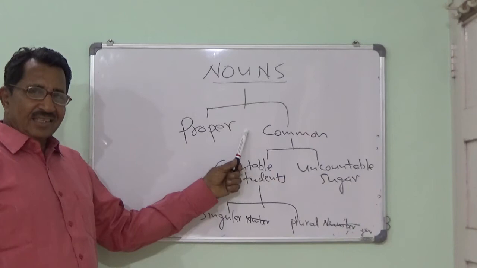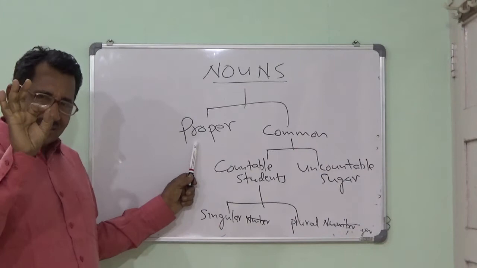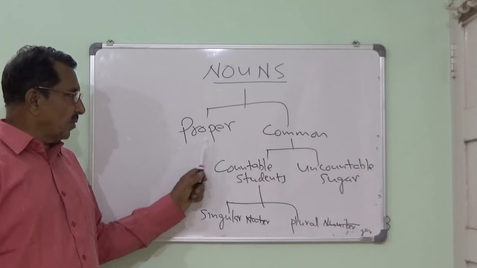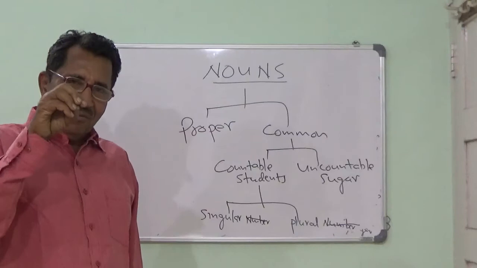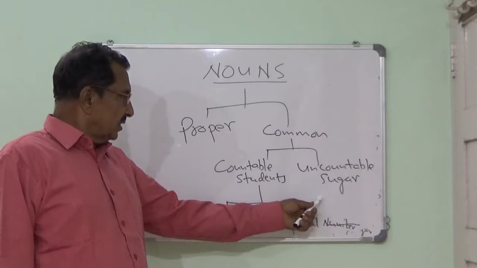First division is proper noun and the common noun. Proper noun means particular to that person or thing or book or building. Think of your noun, that is your name. That's proper noun. Common means you can apply that name to anyone in that group. Monkey, for example, any monkey. Table, any table.